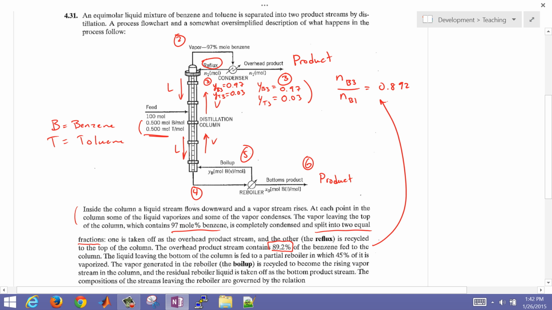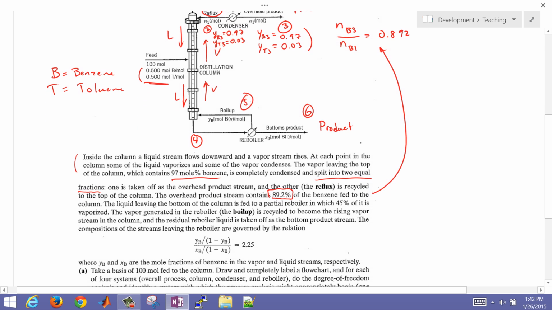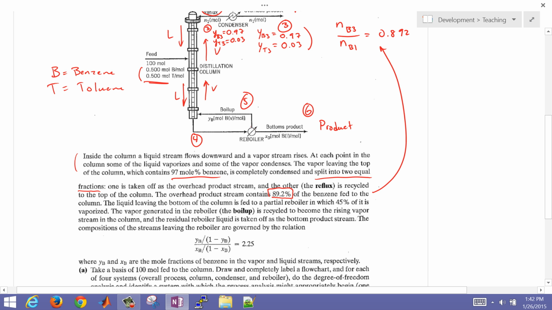And the liquid leaving the bottom of the column, now we're going to go down to the bottom, is fed to a partial reboiler. If it was a full reboiler, then it would vaporize all of the liquid, but it only vaporizes part of it, of which 45% of it is vaporized. So that means that we have another relationship here, that N5 divided by N4 is going to be 0.45. So only 45% of it is vaporized. And the vapor generated in the reboiler, the boil up, is recycled to become the rising vapor. This is where the vapor is coming from, and the residual reboiler liquid is taken as the bottom product stream. So this is our toluene rich stream here coming out the bottom.